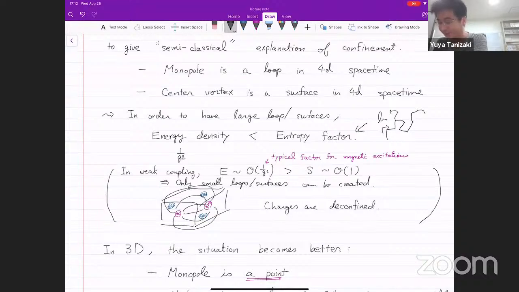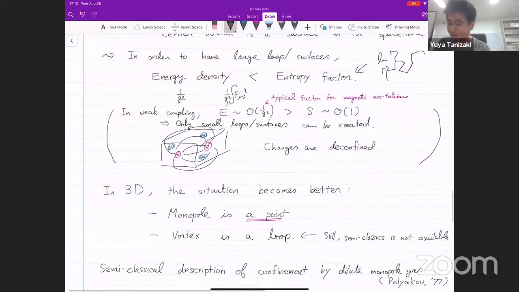So unfortunately, the point is that in the weak coupling, this kind of magnetic-type excitation has an energy density computed from a classical action. It is just a computation of GF mu nu squared on a very specific configuration having loop-type or surface-type excitation. This is typically just 1/g², but the entropy factor is just order 1. So the wanted inequality is opposite, unfortunately, in the weak coupling regime. Then this tends to say that the entropy factor cannot win, so only very small loops or surfaces can be created.